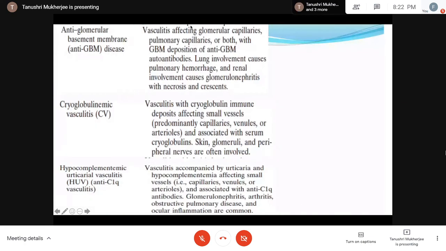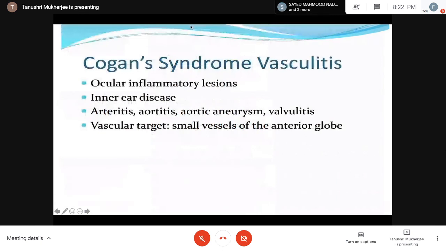Then there can be anti-glomerular basement membrane disease. These are the immune complex deposits: cryoglobulinemic vasculitis, hypocomplementemic urticarial vasculitis, anti-C1q vasculitis. Then Cogan syndrome: ocular inflammatory lesions, inner ear disease, arthritis, aortitis, aortic aneurysm, valvulitis. The vascular target is the small vessels of the anterior segment.